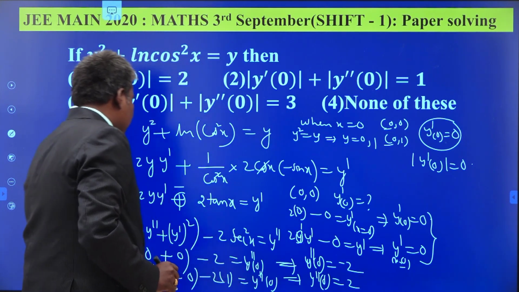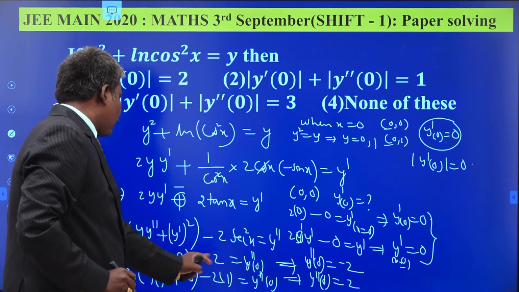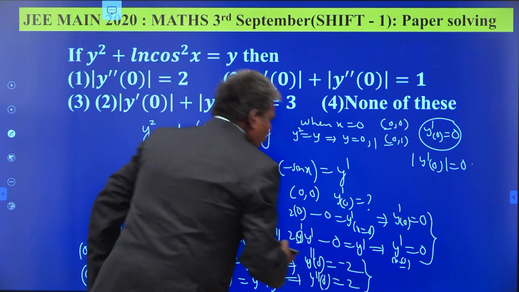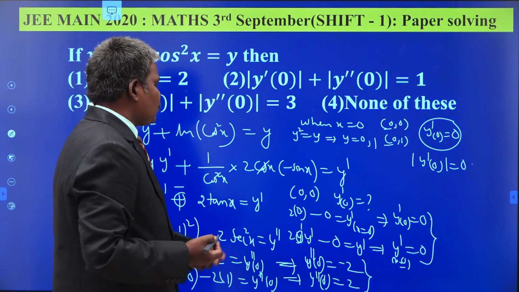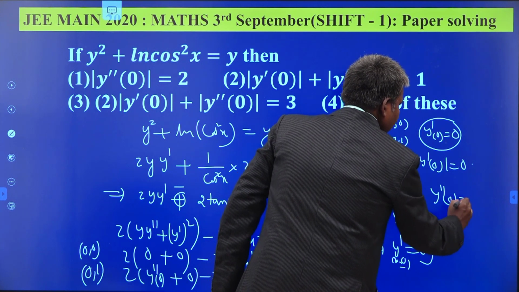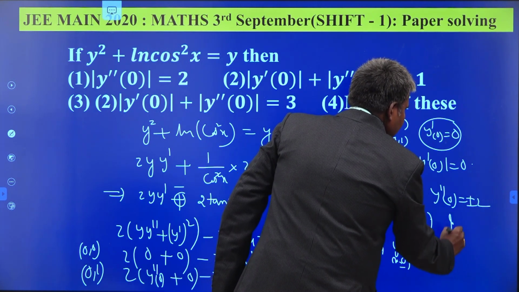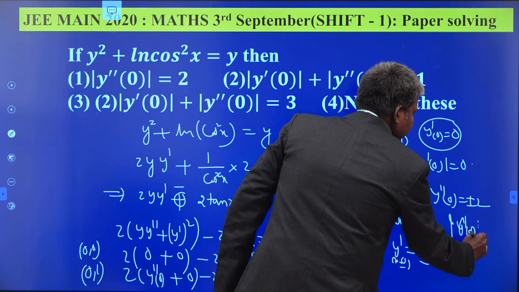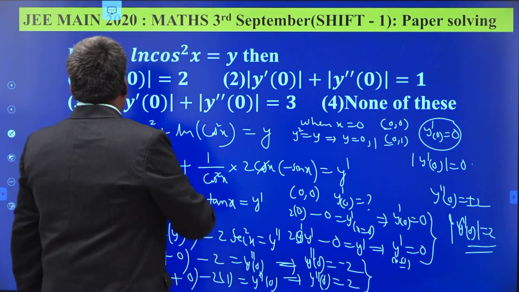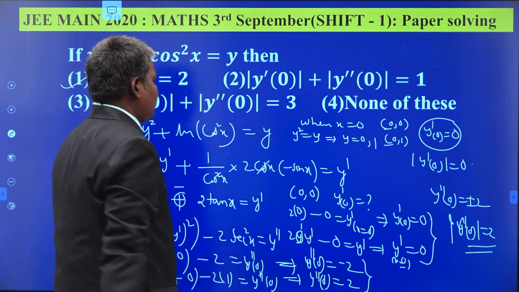Take y double dash 0 to the left side, what happened? 2 minus 1. 1 times y double dash 0 is equal to 2. So what we obtain? Y double dash 0 is equal to plus or minus 2. So what is the modulus of y double dash 0? 2. So am I correct or not? So the first option is the correct option.